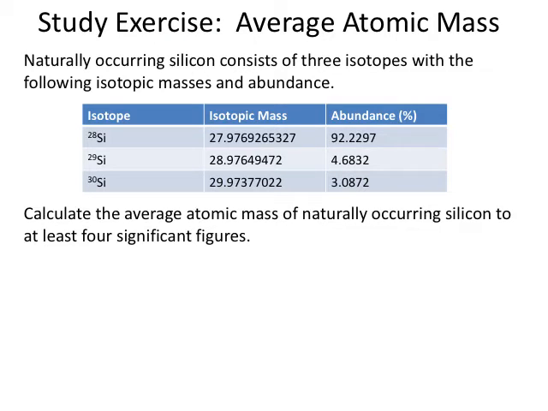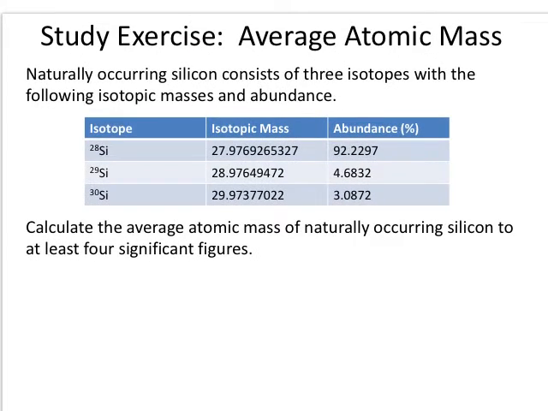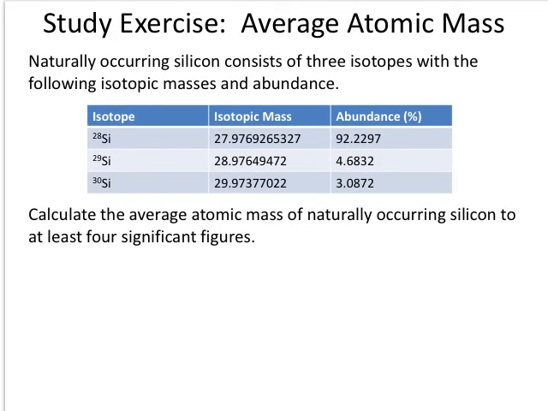Okay, this is chapter 2, recitation problem 5. And in this problem, we are trying to calculate the average atomic mass of naturally occurring silicon to at least 4 significant figures. So as you can see, what's given to us is 3 different isotopes of silicon.